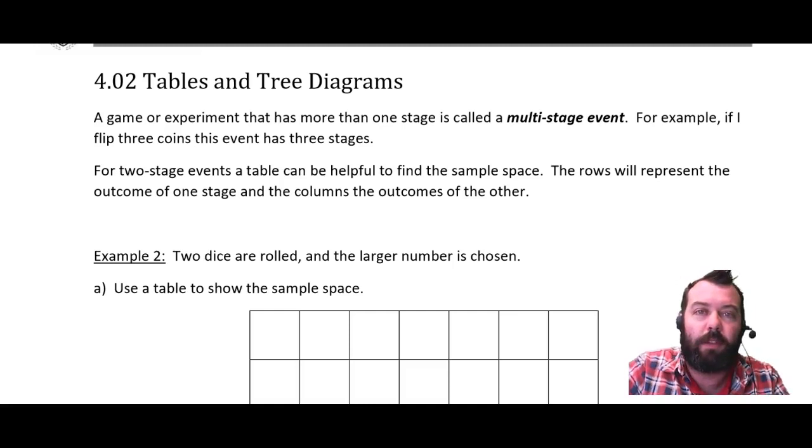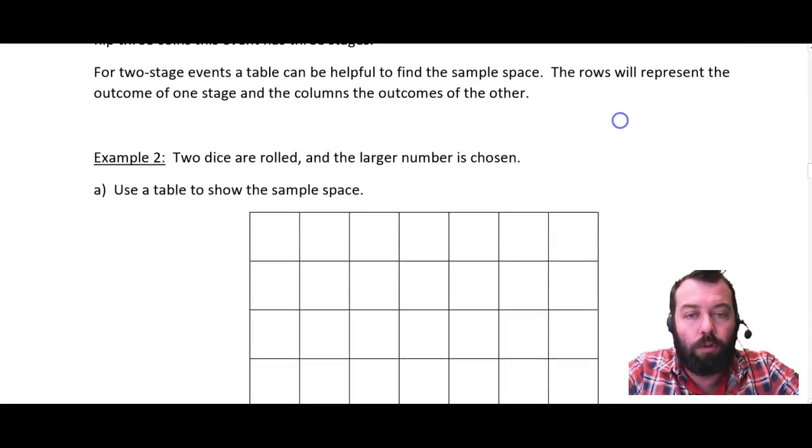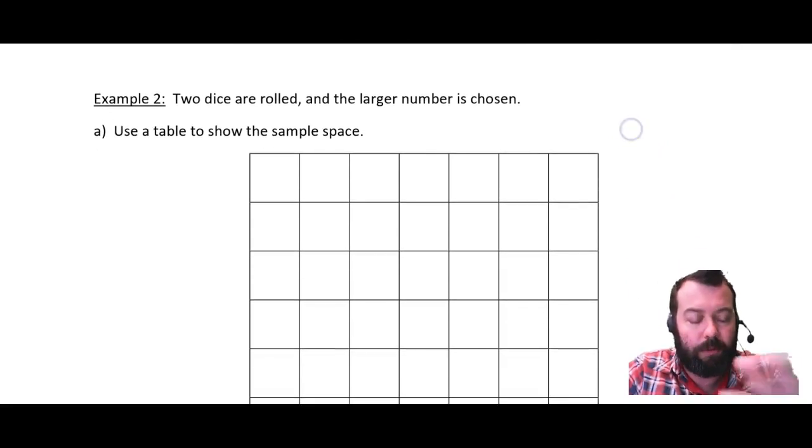Okay, so this is where there's more than one part of this game or experiment. For example, if I flip 3 coins, there are 3 stages there: whatever happens to the first coin, the second coin, and then the third coin. Now, if it's a 2-stage event, a table is the way to go, because we can use the rows and the columns to represent the first and the second stage.